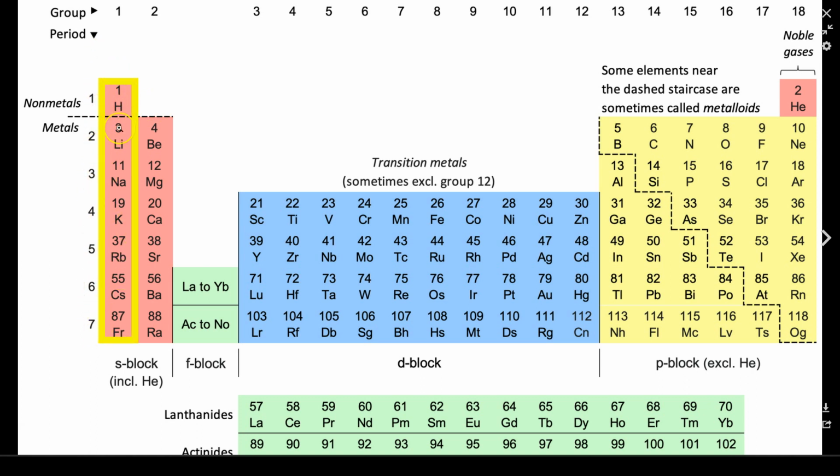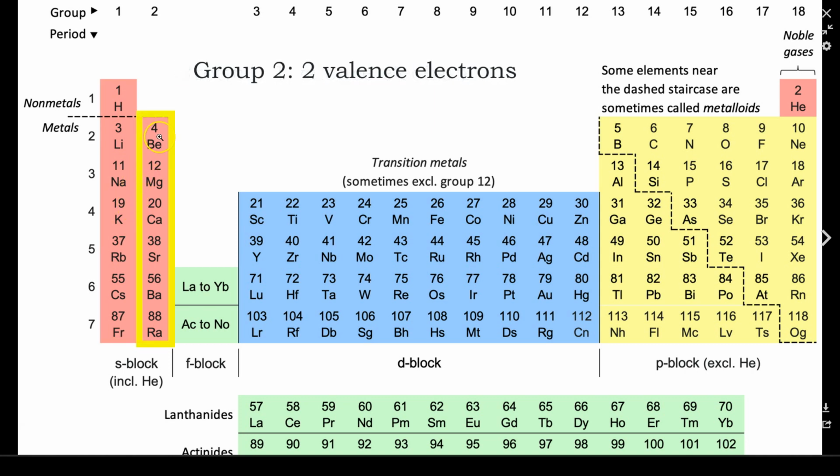Remember, these things are all similar to one another. They have similar properties. That's why they're arranged this way. But this first group all has one valence electron. The second group here, well, they all have 2 valence electrons.